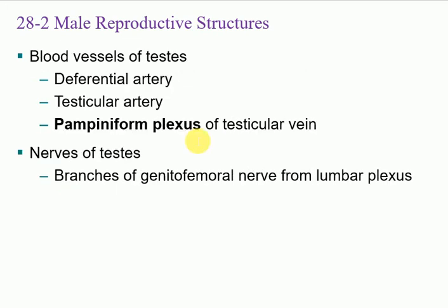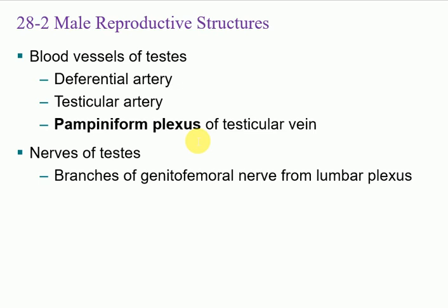The arteries, the testicular arteries. The artery that goes into the testes is the testicular artery. The vein that's coming from the testes is the testicular vein. But the testicular vein specifically makes a plexus. It's not just one vein moving like the artery, like this. No, it makes a plexus of veins.